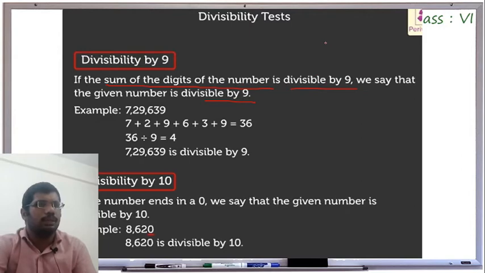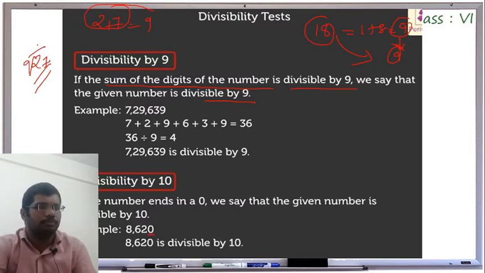And I will show one example. For example, 18. The sum is 1 plus 8 is equal to 9. 9 is divisible by 9. So therefore 18 is also divisible by 9. For the example of 27, the sum is 9. Therefore, 27 is divisible by 9. So like that. Here also one example is given.